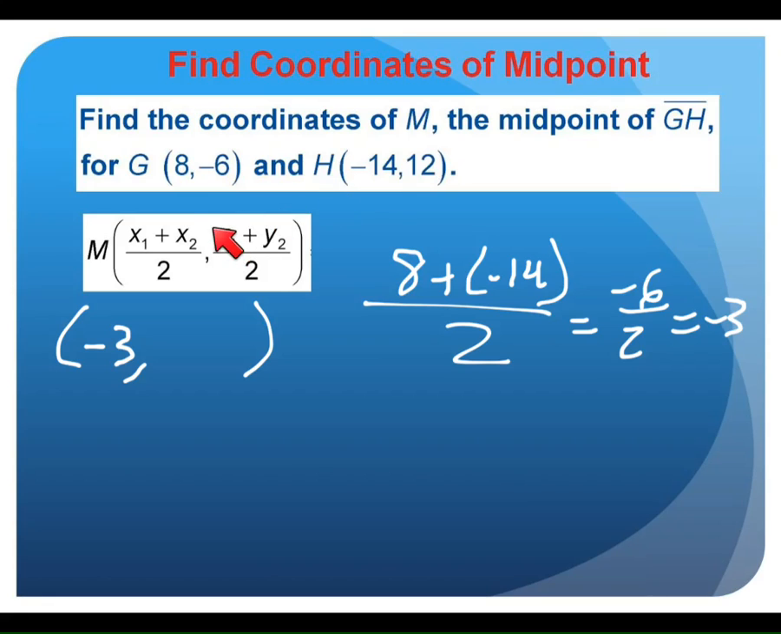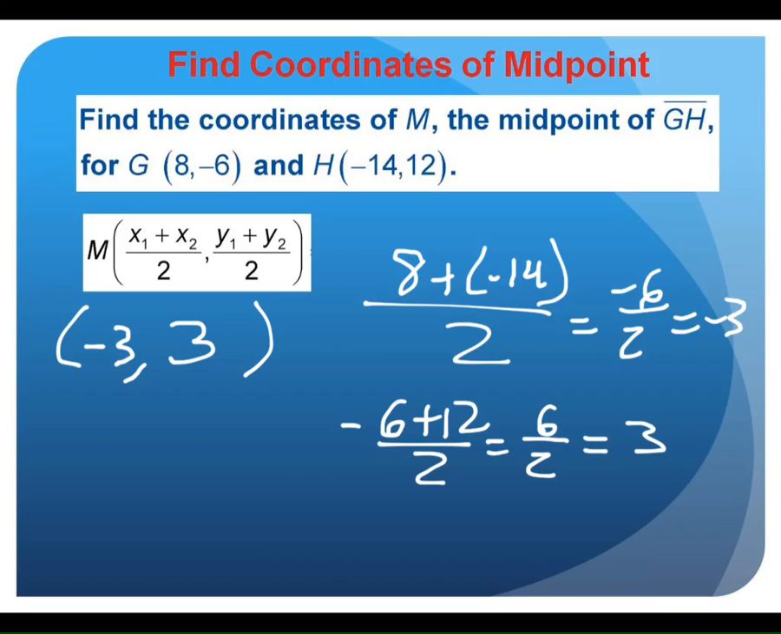The y-coordinate, I just have to take the average of the y's, negative 6 and 12. Negative 6 plus 12, divide that by 2. Okay, positive 6. That divided by 2 is 3. So the midpoint between those 2 points is at negative 3, 3. Took the average of the x's. Took the average of the y's.